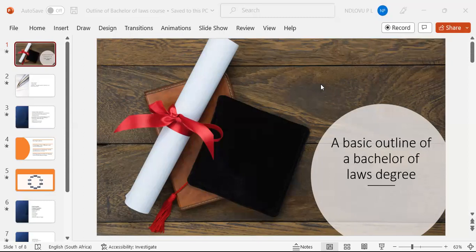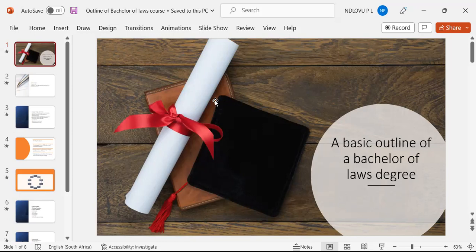Where we are looking at a basic outline of a Bachelor of Laws degree. Now, you will notice that each university tends to have its own structure. There are many universities in South Africa, and each university approaches this Bachelor of Laws degree in its own unique way.